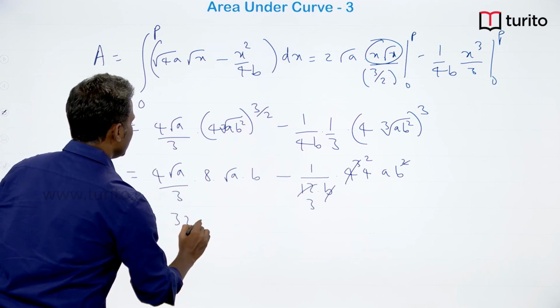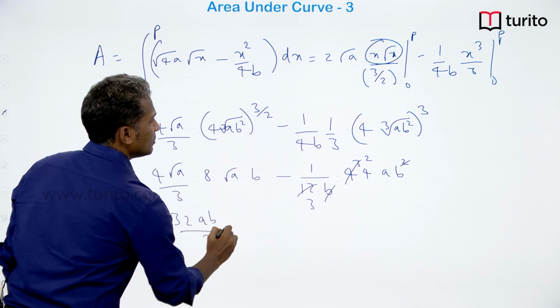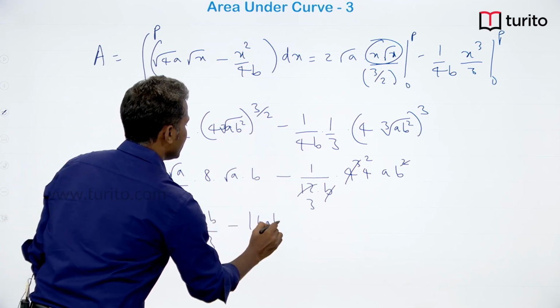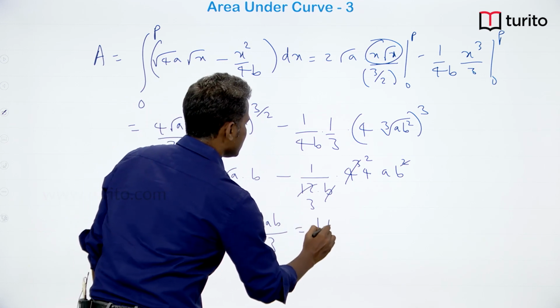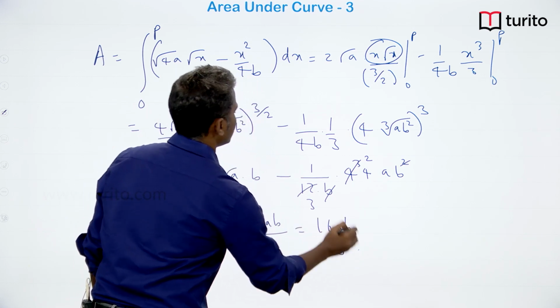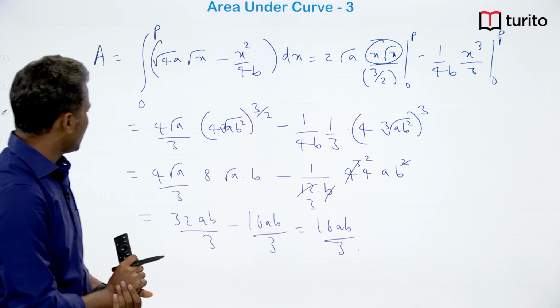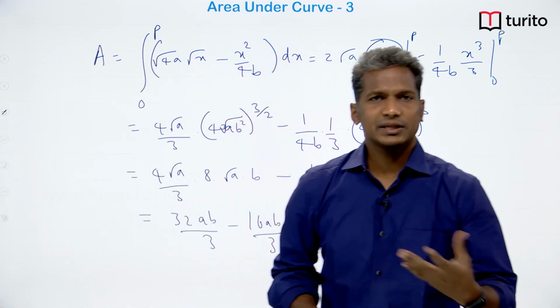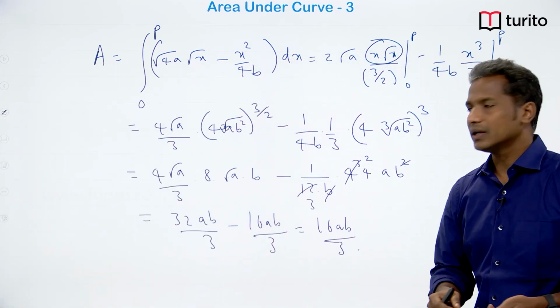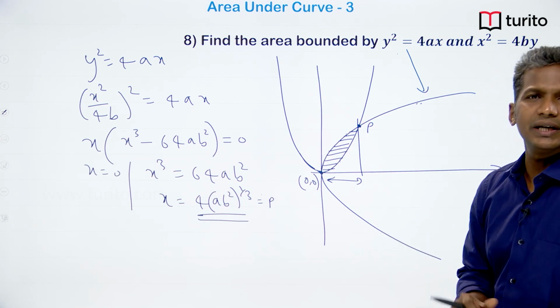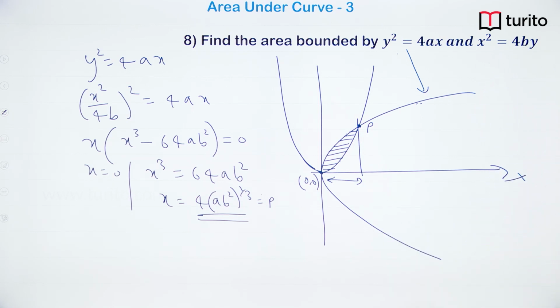So here we are getting 32AB/3 minus 16AB/3. So the answer has to be 16AB/3. Okay. So check if I have done any simple silly mistake of calculation or something. But this way we can calculate the area. Come on, quickly make a note of this.